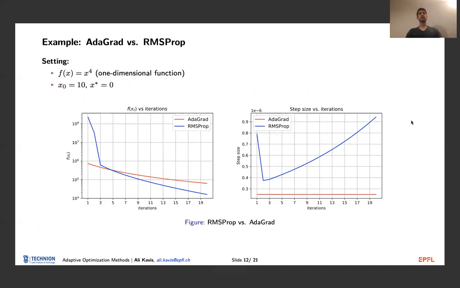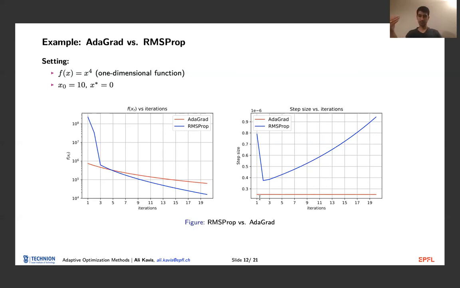So this is just a one-dimensional example. We have x to the 4. Of course, we know its optimal value, but this is just to show the behavior in practice, in action. So we have x to the 4, and both algorithms start from value 10, and we know the optimal value is 0. What happens is, AdaGrad decreases its step size here very fast, and then it never recovers.